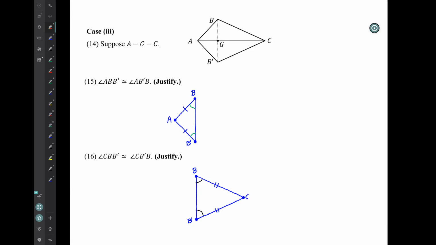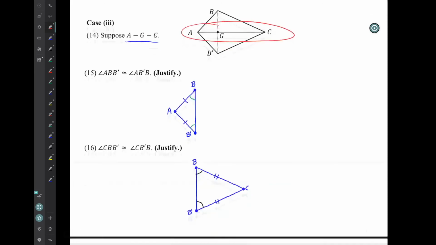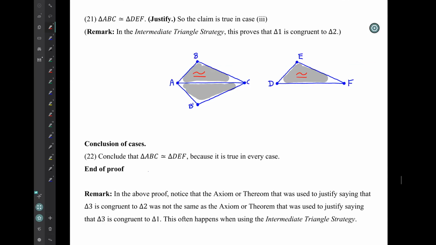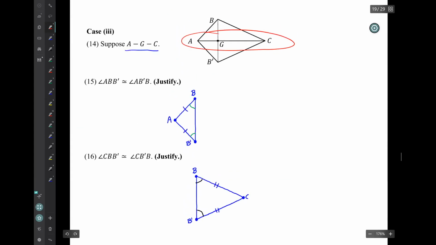In this video, I'll be proving case 3. So we will suppose that we're in case 3. We'll suppose that G is between A and C, as illustrated here. And we'll go from here. And our goal, again, is to prove that this triangle congruence is true in case 3. So far we've supposed that G is between A and C. So we have this configuration of points.